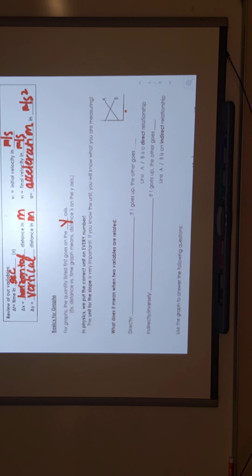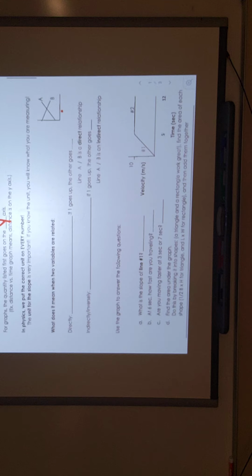All right, what does it mean when two variables are related different ways? We have directly related, and then we have indirectly or inversely related. Directly means the two variables do the same as each other. So if one of the variables goes up, the other variable also goes up. An example on this graph over here, the line, that is the A line, that is an example of a direct relationship. As this variable is increasing, this variable is also increasing, which gives it that positive slope on the graph.